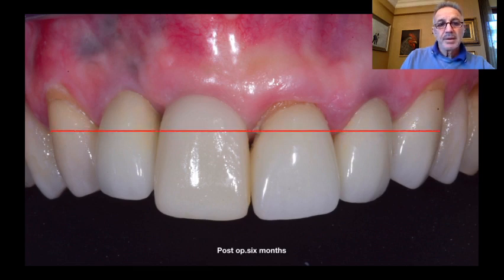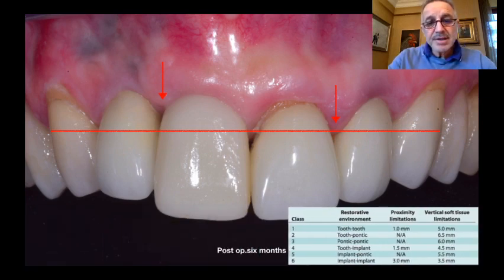So as you can see here, this is the natural tooth area between tooth number 21 and 22, and this is the papilla situation in between two implants. So if you are talking about the aesthetic zone, I can say that it's not always a good idea to put two implants next to each other. So remember the classification.